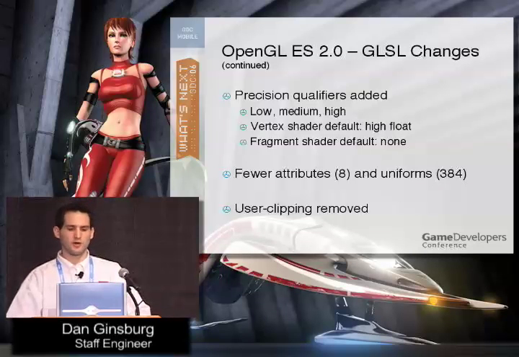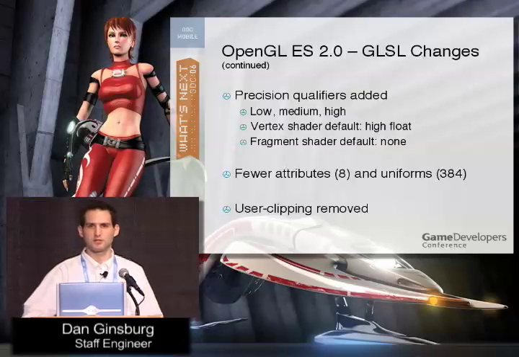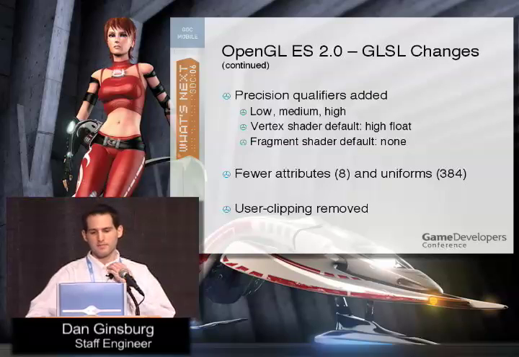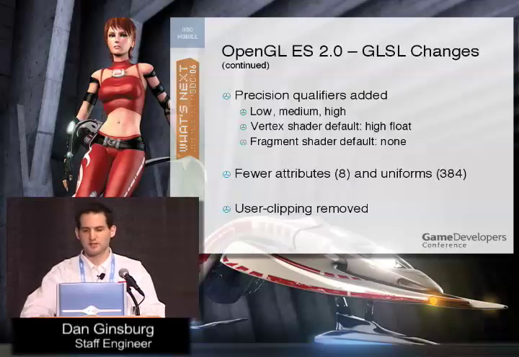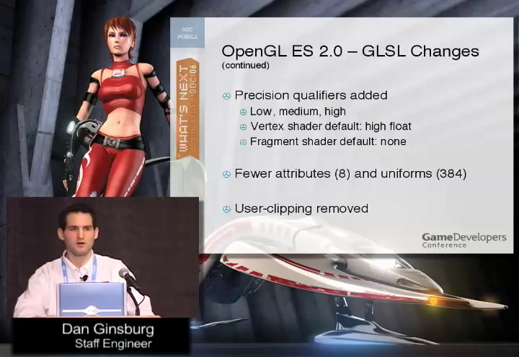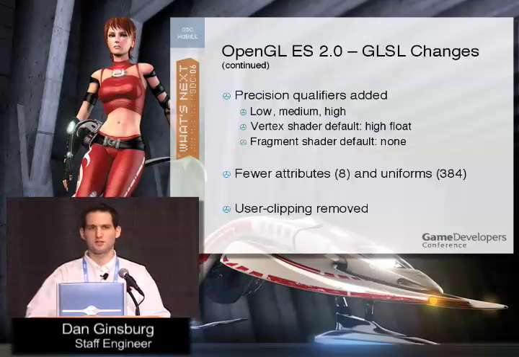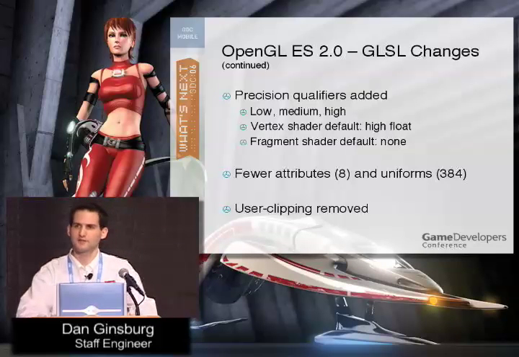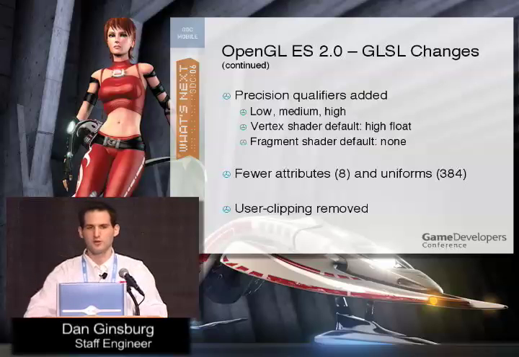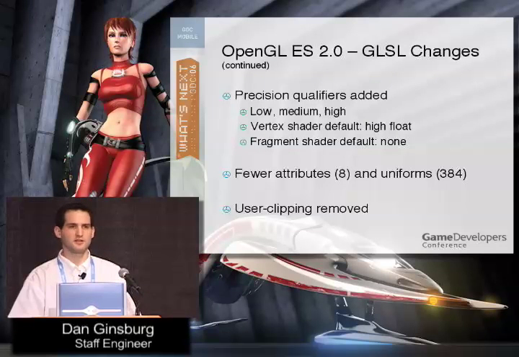In addition, there are queries that were added to the API that allow you to query what each one of these precisions actually means. So you can ask how much range and precision does low, medium, and high have. Another change was that the minimum number of Vertex attributes and uniforms were reduced. And this was just to enable hardware implementations that were smaller than on the desktop. In addition, fixed function user clip planes have been removed. You can still do user clipping in the shader, but there's no fixed function user clip planes anymore.